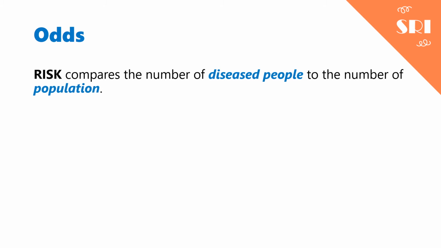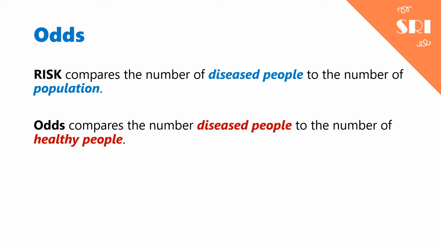So I think a good way to understand the odds is to compare it to the risk. As you remember, the risk compares the number of diseased people to the number of the population. The odds, however, is a little different. It compares the number of diseased people to the number of healthy people. What's the difference, you may ask? Here, the population includes everyone, while here, healthy people only include healthy people.